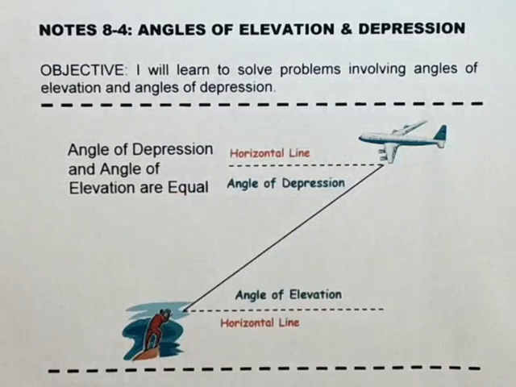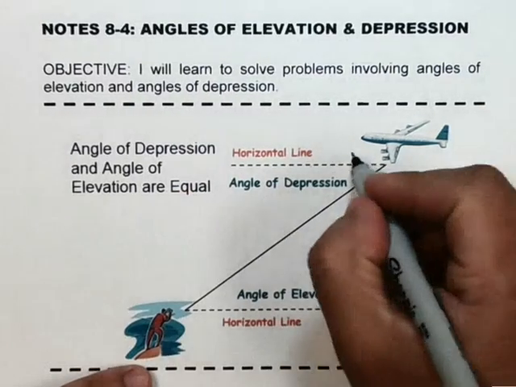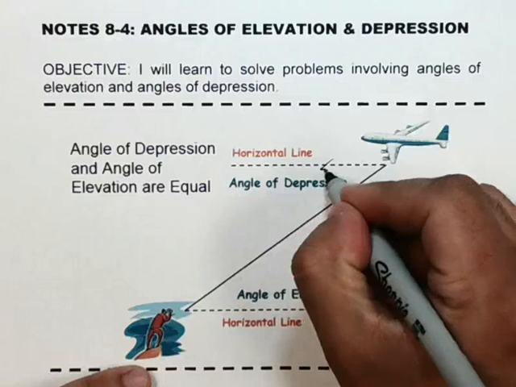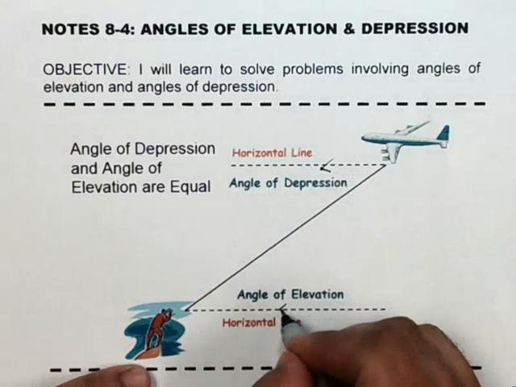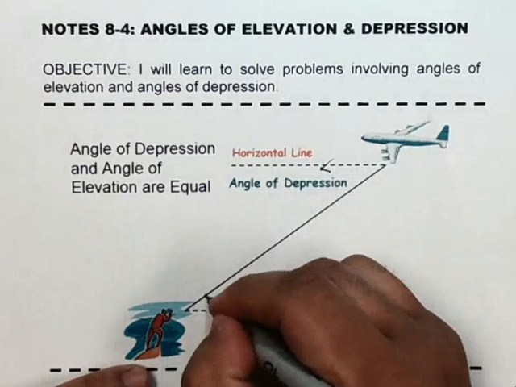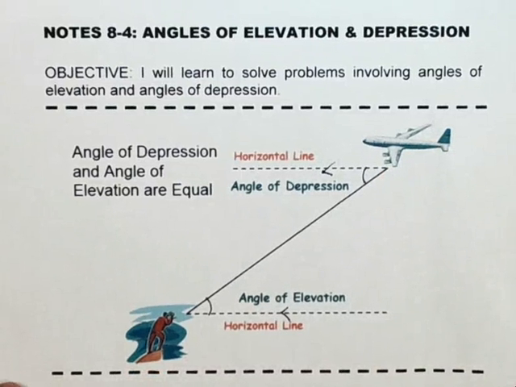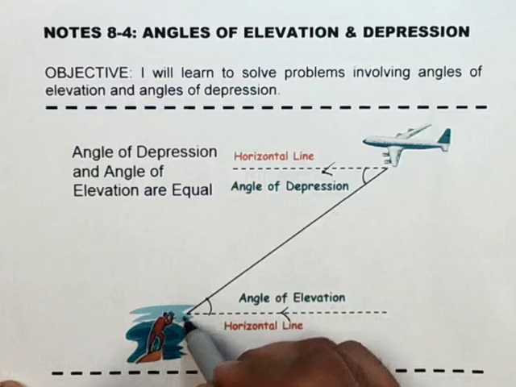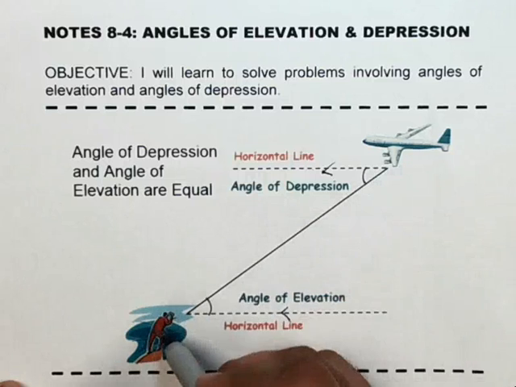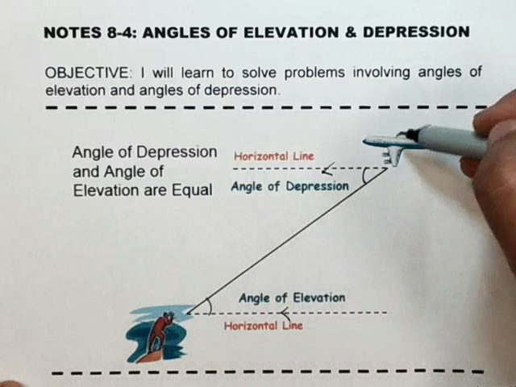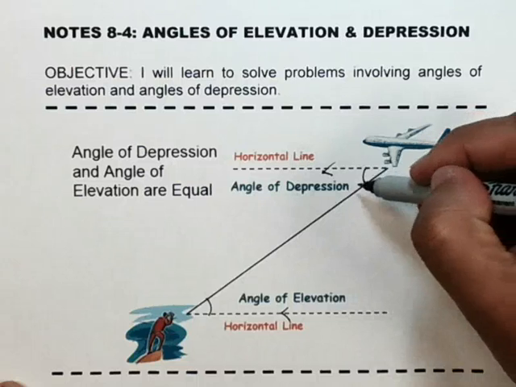And that's because, the way this is drawn, these horizontal lines are actually parallel to each other. So we create these alternate interior angles. Right, and so this would be the line of sight, which is going straight across. And so when you're looking up, that creates this angle of elevation. Now, if you're on the top looking down, that creates this angle of depression.